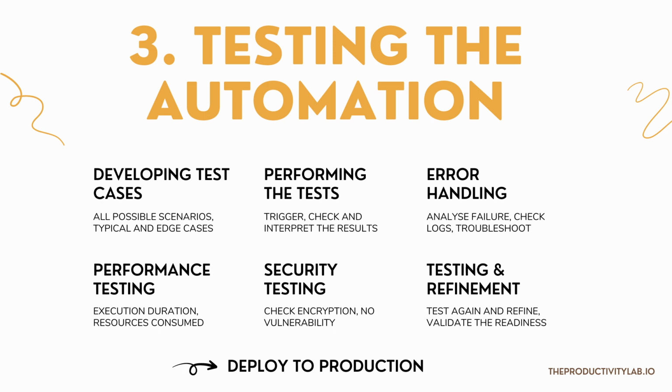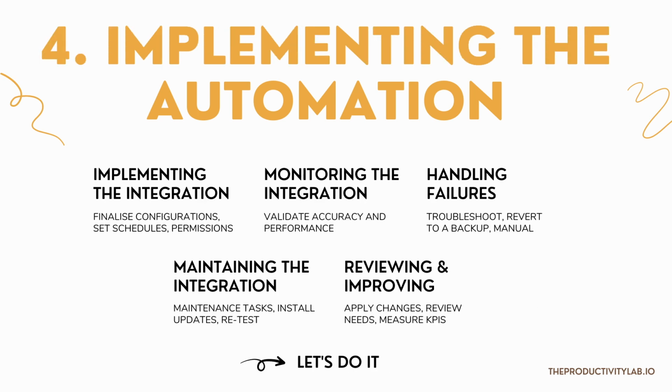Now that you have finalized all your tests and your automation process has met all your requirements to go live, it's time to go into production. The first step is of course to implement the integration. So it might involve finalizing the configuration, setting up the schedules for when the process should start, and being sure that all the permissions are in place.